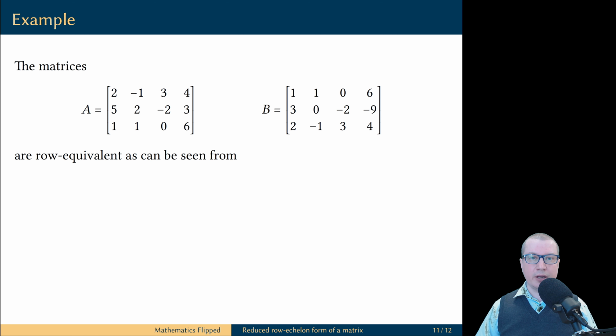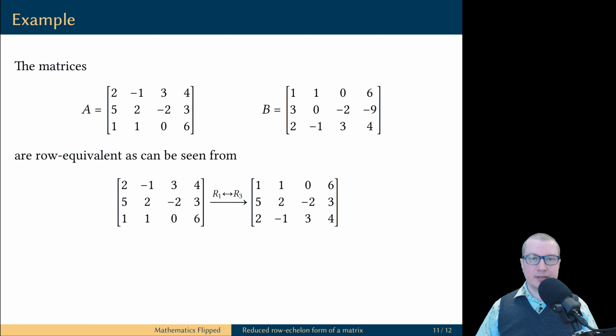Here is an example of two row equivalent matrices A and B. To show that they are row equivalent, I just need to construct a sequence of row operations which transforms matrix A into the matrix B. Let's start with the matrix A, and the first operation is we are going to swap the location of rows number 1 and number 3. Then we are going to use a replacement operation. We are going to multiply row 1 by -2 and add the result to row 2. And now you see that it takes only two row operations to transform the matrix A to the matrix B.